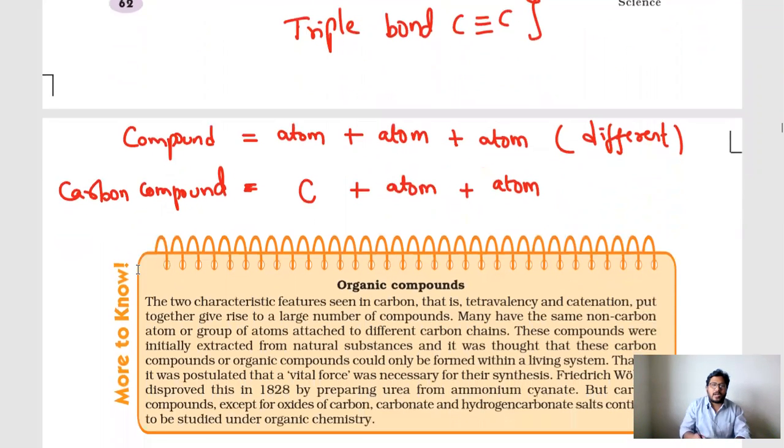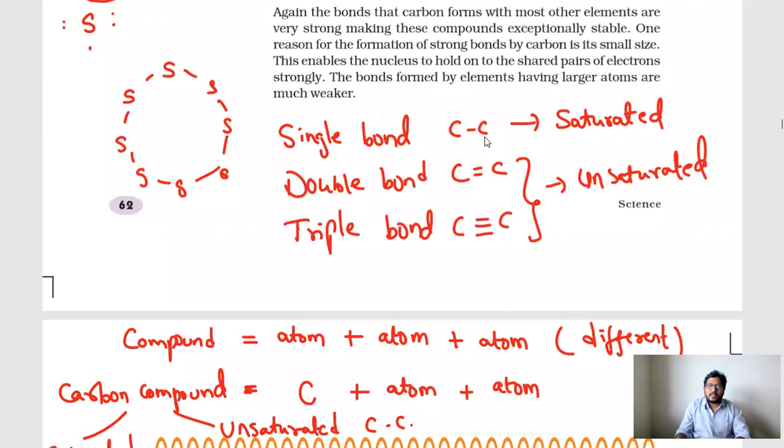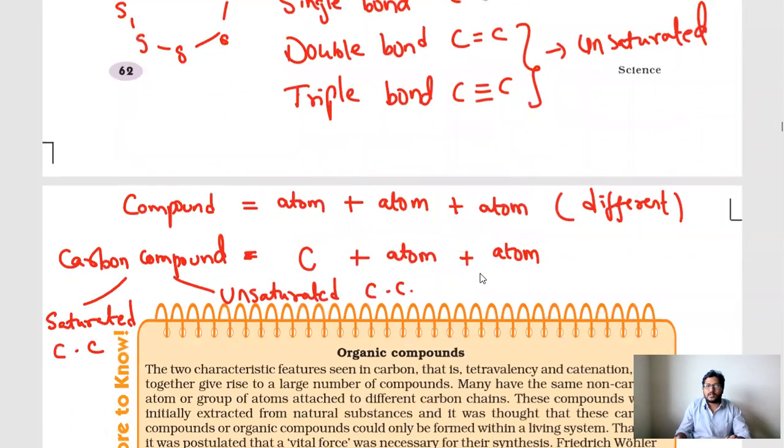Now, carbon compounds are divided into 2 categories. First one, saturated carbon compounds. Second one, unsaturated carbon compounds. Simple. So what is saturated? If there is a single bond between carbons, it is a saturated carbon compound. If there are double bonds and triple bonds between carbons, we can call them unsaturated carbon compounds. Now I think you got some idea.